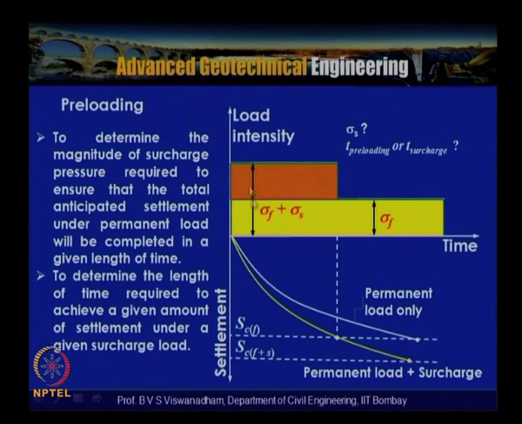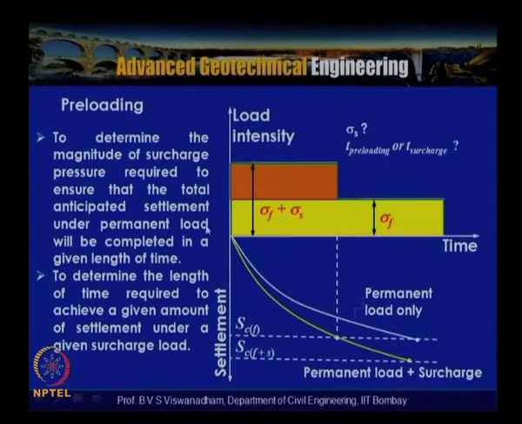Another question is, apart from sigma f, what should be the intensity of sigma s required so that the desired settlement can be achieved. At the bottom, the time versus settlement plot is shown. If you have permanent load only, getting this consolidation settlement may take a long time, sometimes longer than the duration of the project. So, to accelerate the consolidation, one viable option is to preload the area with a certain load intensity, sigma s.